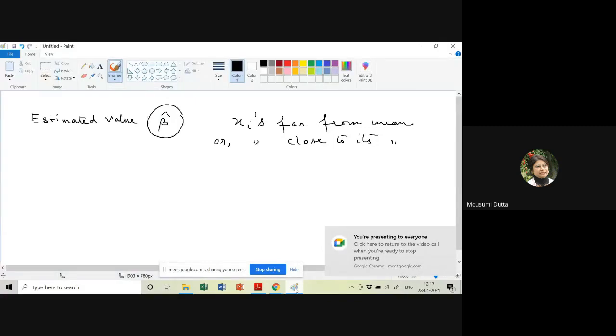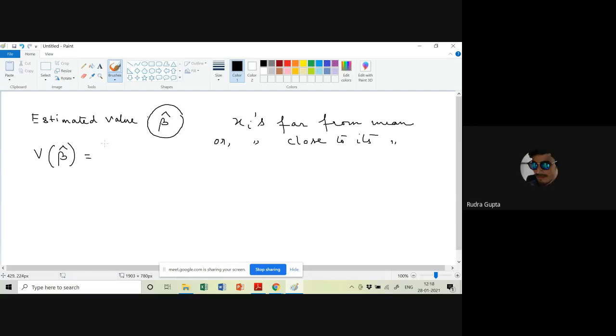So there are two types of xi's here. The question is, which xi's will put more impact on beta hat? To answer this question, we will consider the variance of beta hat. Now, in a simple regression equation, what is the value of the variance of beta hat? Sigma square divided by summation xi square.